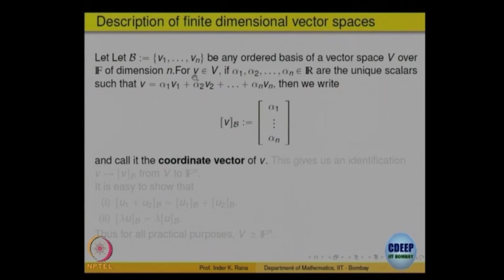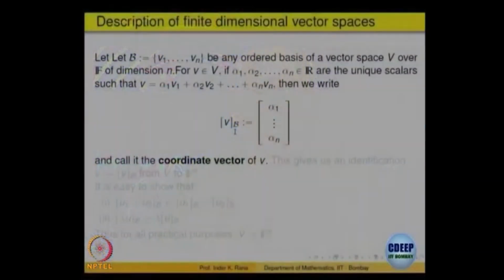Is it clear? For example, for polynomials of degree n, what is the basis? 1, x, up to x to the power n. So for a polynomial p with those coefficients, what is the corresponding vector? A0, A1, A2, up to An. It is a column vector of length n plus 1. Those are numbers. Though it was a polynomial, you get a vector associated with it, which is numbers. That is the advantage. This is what we call the coordinate of that vector, which may be abstract, and this can be put on a computer.